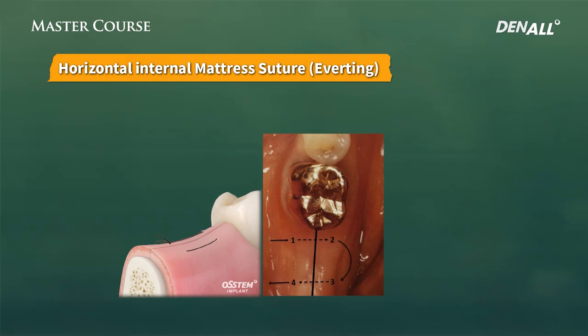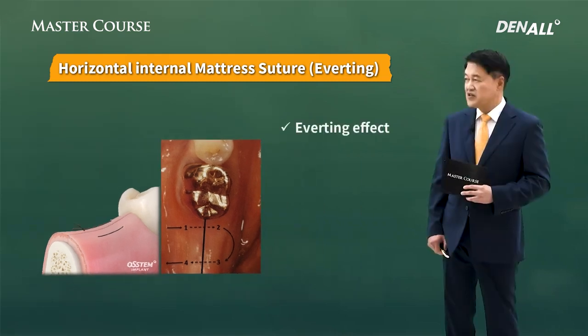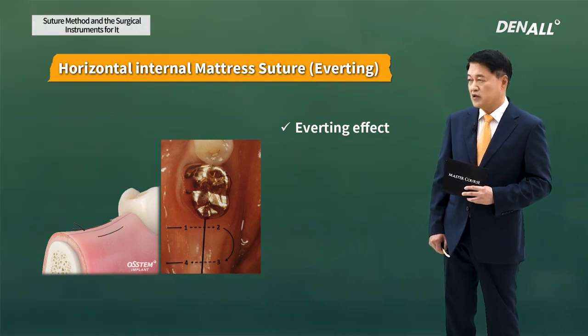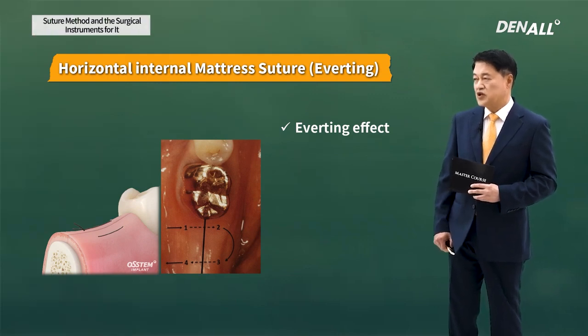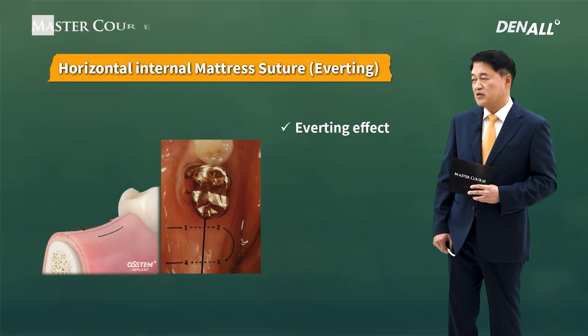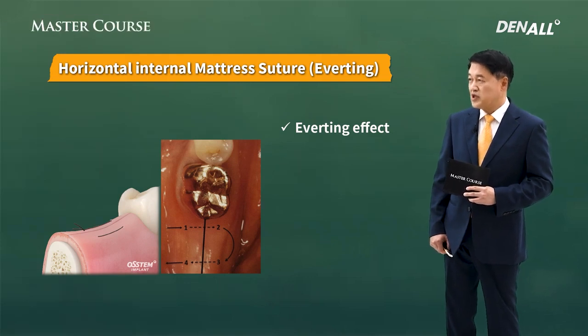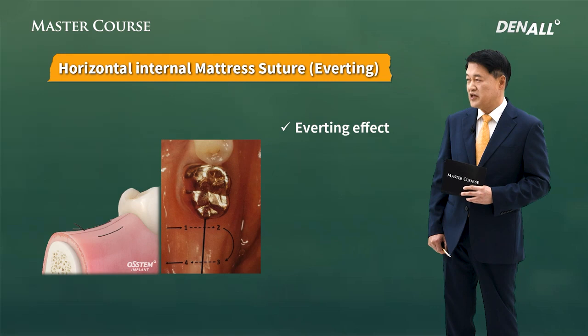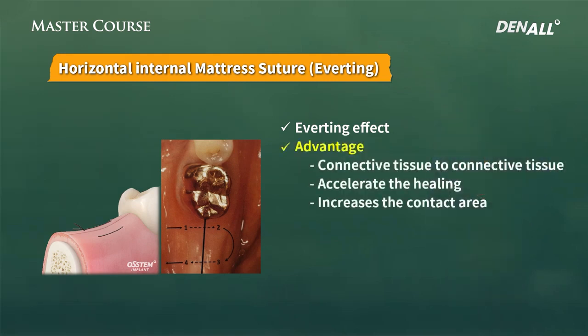First, let's look at the horizontal internal mattress suture. As I told you before, it's for the everting effect, and as you can see, on the buccal side, it goes in, goes out, on the lingual, goes into lingual again, and goes out buccal again. So the horizontal internal mattress suture is that way, and it has the everting effect, and it allows connective tissues to meet, accelerating the healing, and increases the contact area.